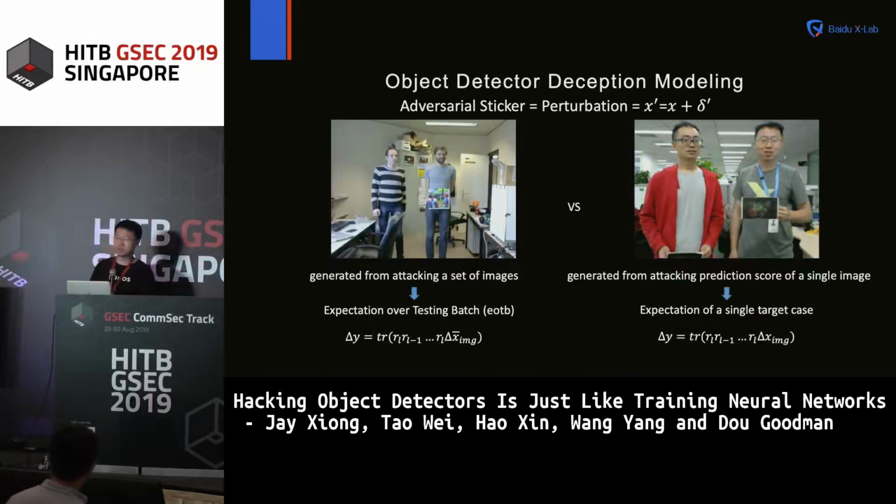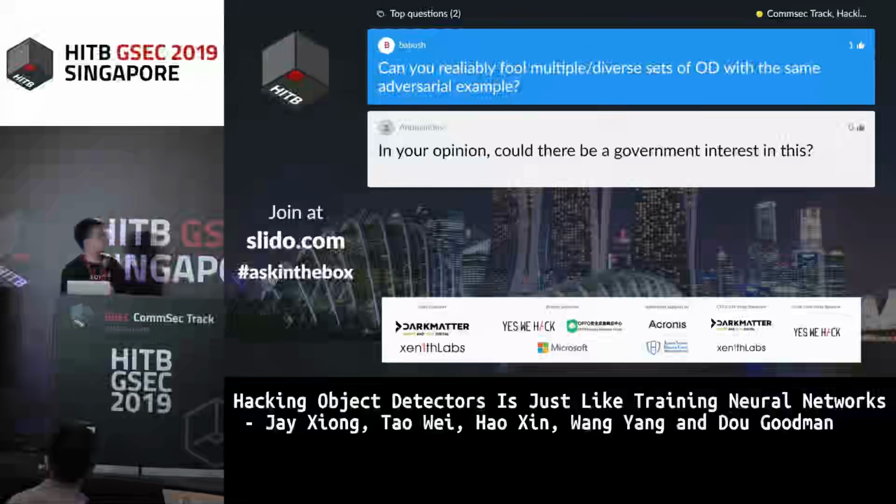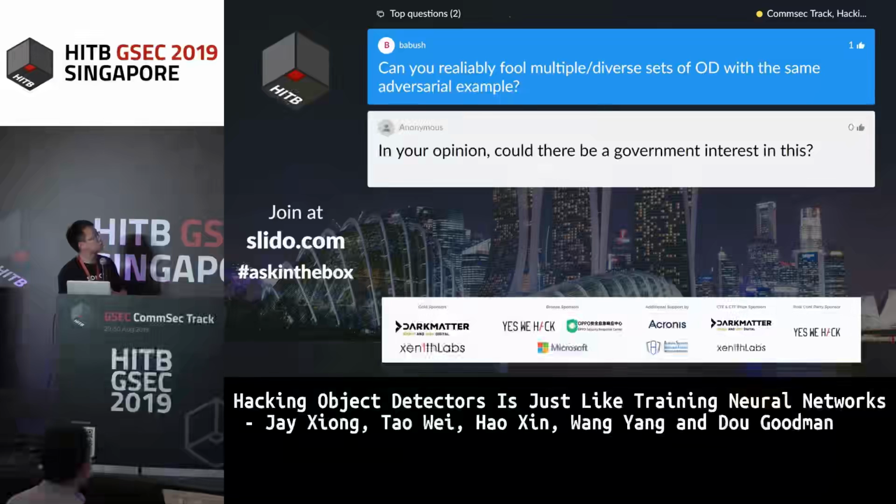Thank you. Any more questions from the floor? If not, can we go back to the next question on Slido? Can you reliably fool multiple or diverse sets of object detection with the same adversarial example?